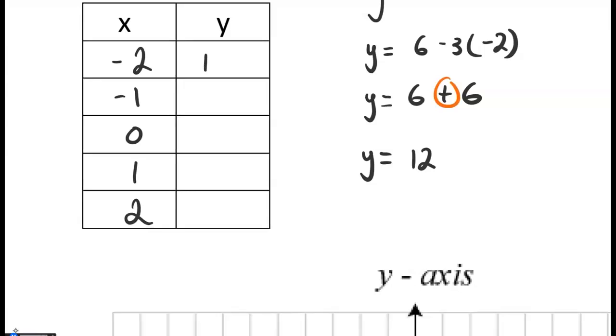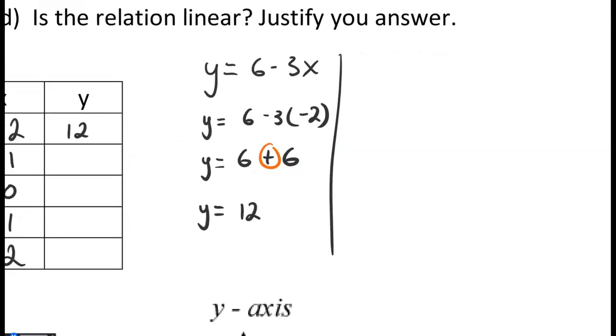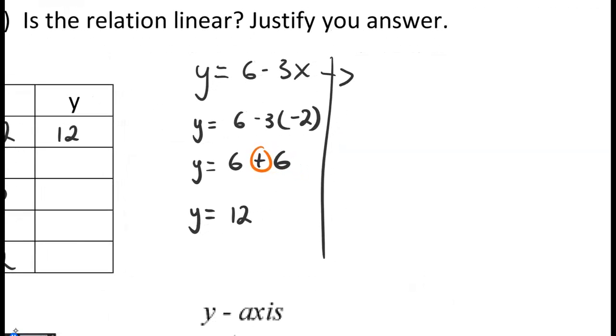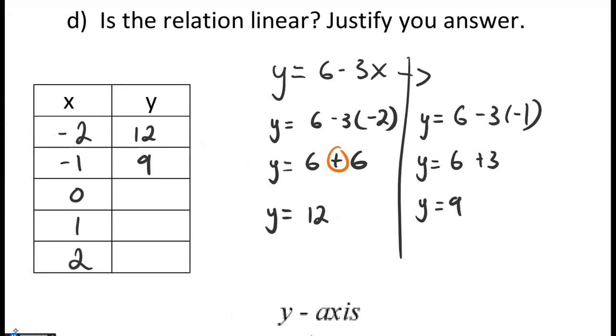Slide over to our table. When x was -2, y was 12. Same equation, but we're going to change our x value. Our x value is going to be -1. Y equals 6, and now we have a negative times a negative again, positive 3. Y equals 6 plus 3 equals 9. Write that down.